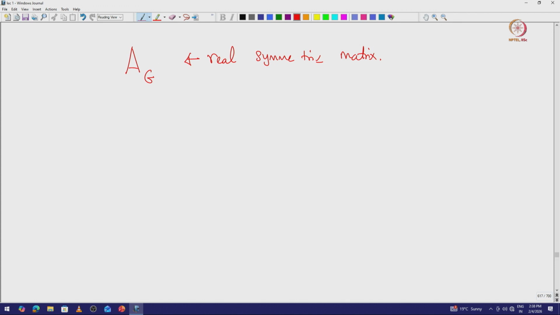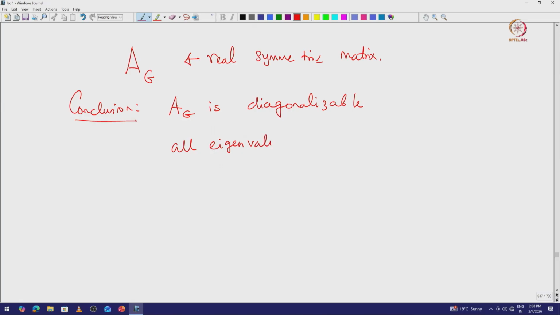Now, if you use the spectral theorem for real symmetric matrices, that immediately tells us that the adjacency matrix is symmetric and hence diagonalizable with real eigenvalues. So, the immediate conclusion is that A_G is diagonalizable. Not only is it diagonalizable, its eigenvalues are real. All eigenvalues of A_G are indeed real.